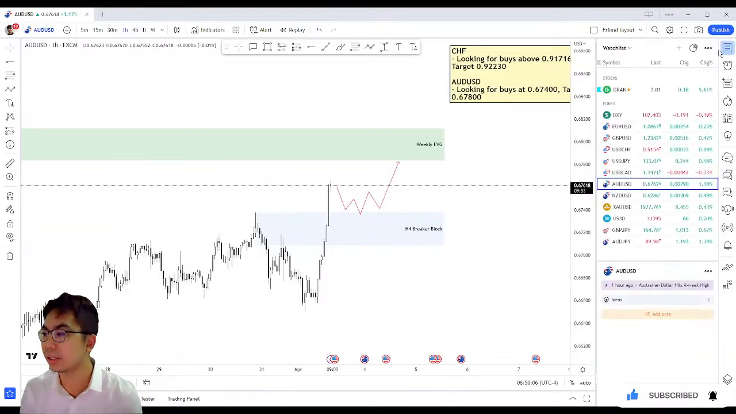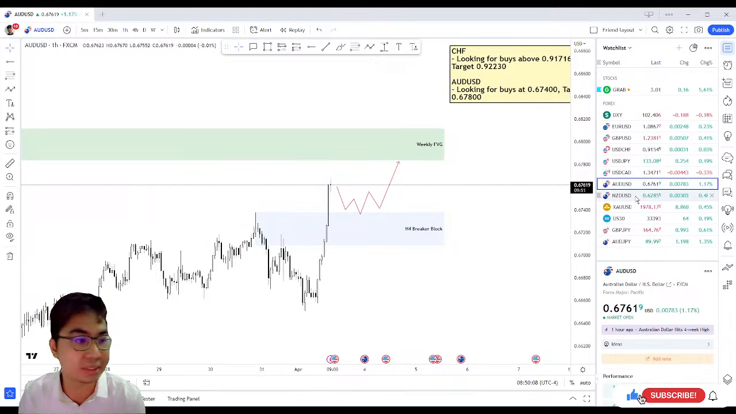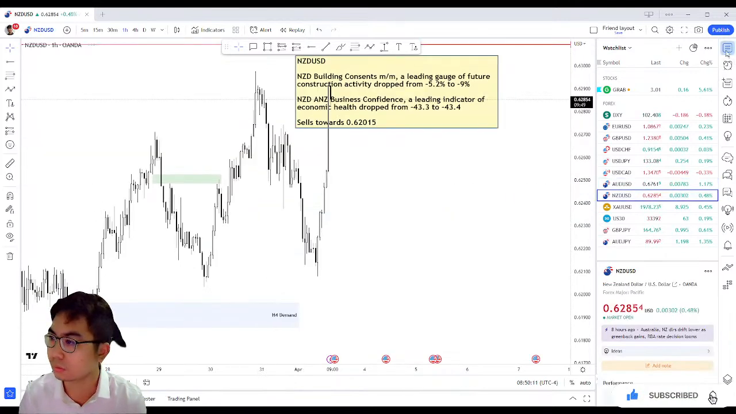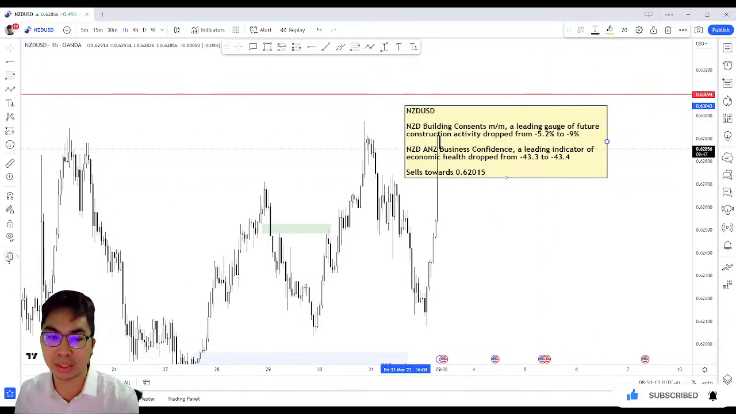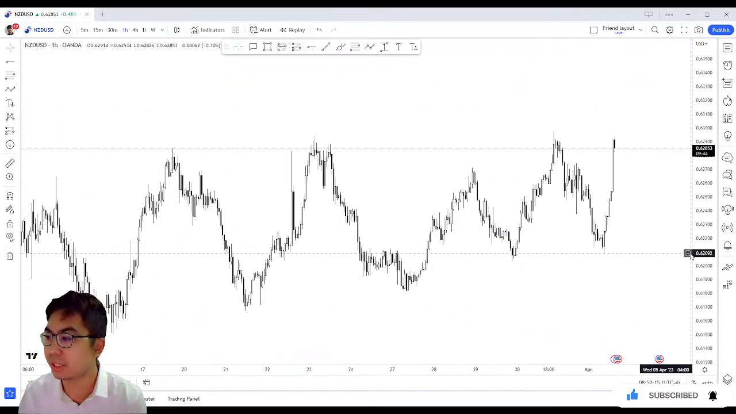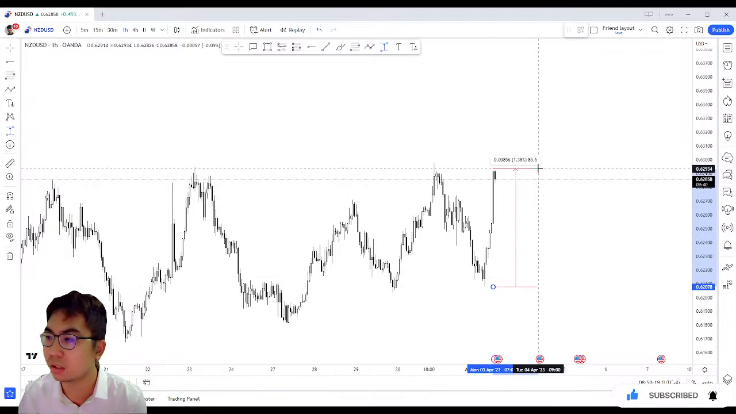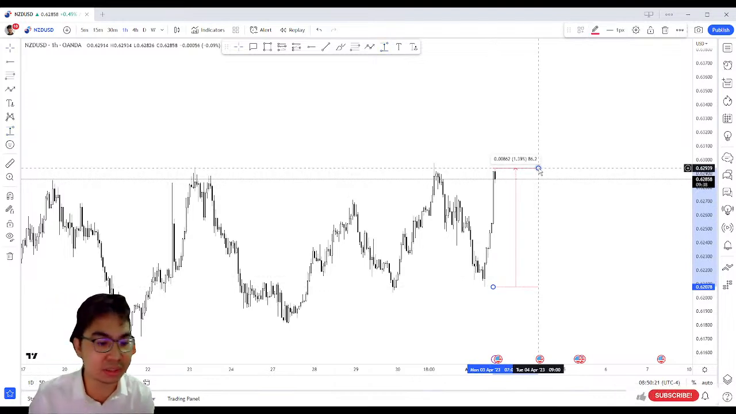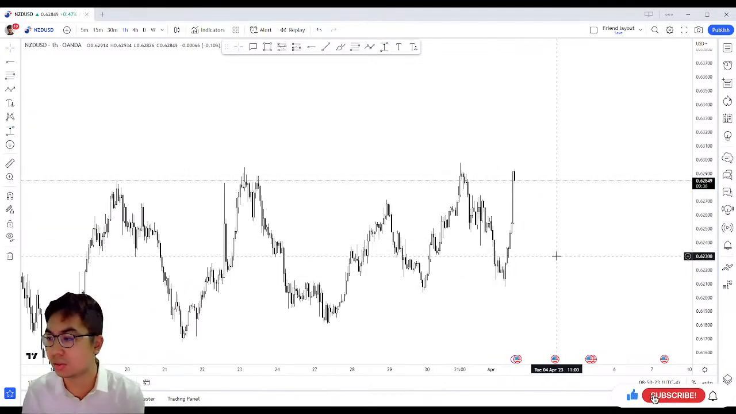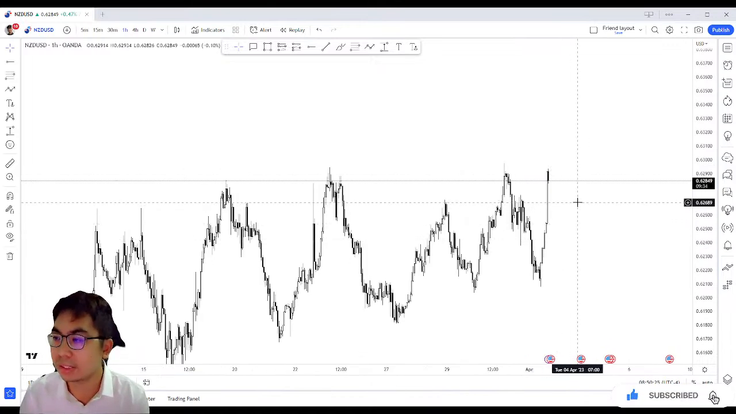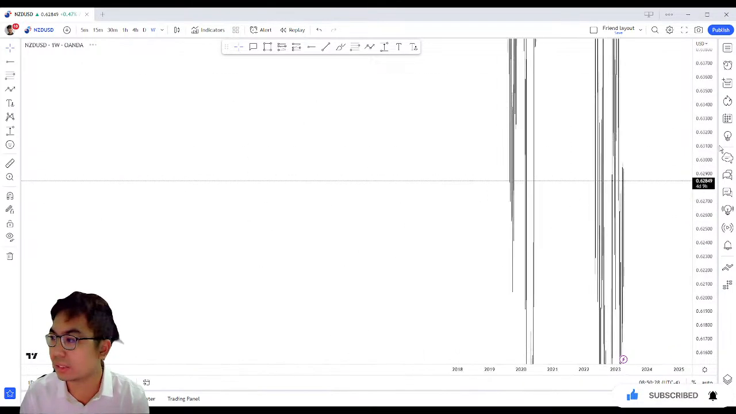Next, looking at the NZDUSD. Let me clear everything out. Price is the same thing, very bullish, because the pairs are correlated, Aussie dollar and NZDUSD, the New Zealand dollar. Let's take a look where price is heading towards.